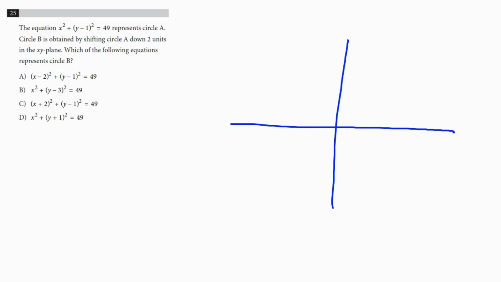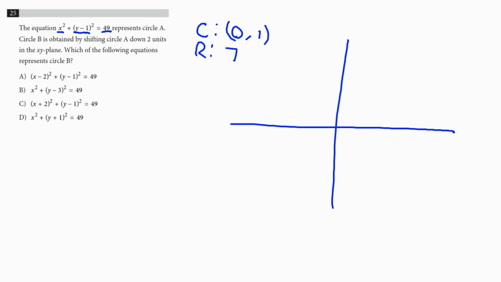We know that we have an x squared by itself. That means the x-coordinate is going to be 0. And we have a y minus 1 squared. This tells us that the y-coordinate is going to be 1. This is where the center is, and the radius is going to be 7, the square root of 49. So let's draw that out. We have our center at 0, 1, and our radius is 7.